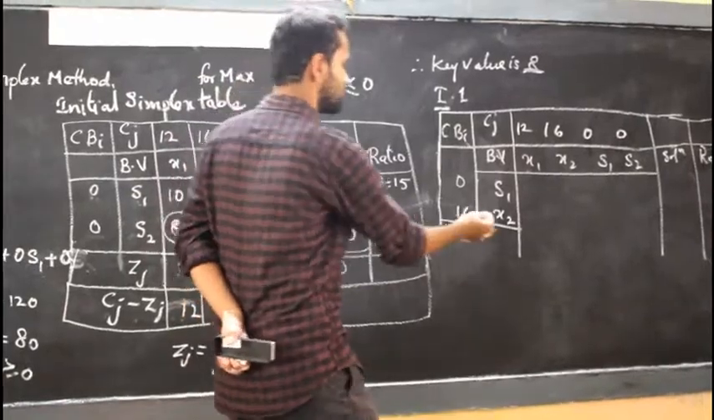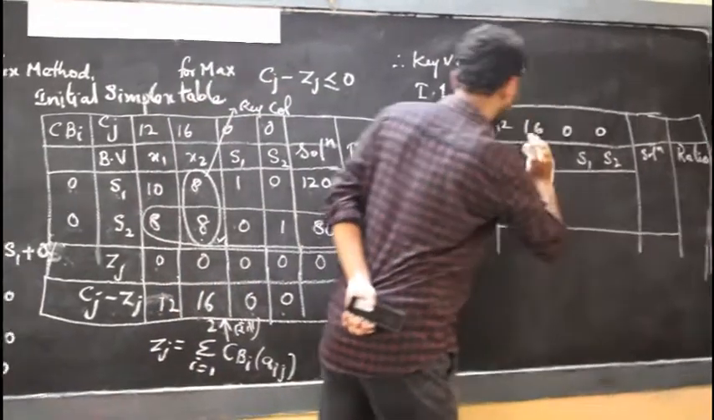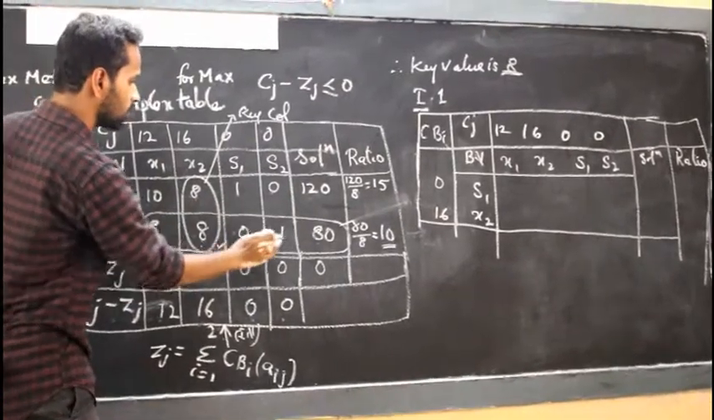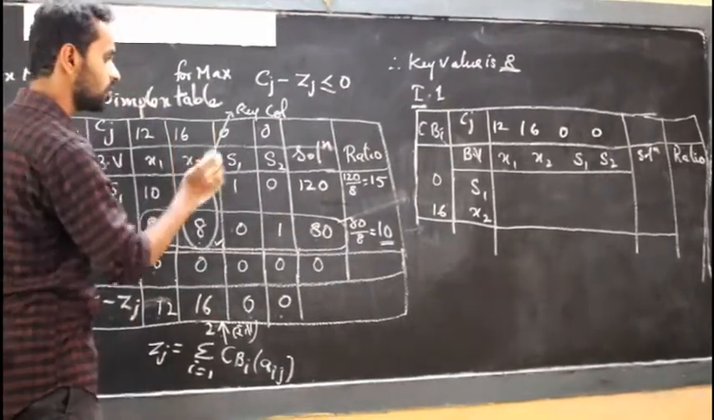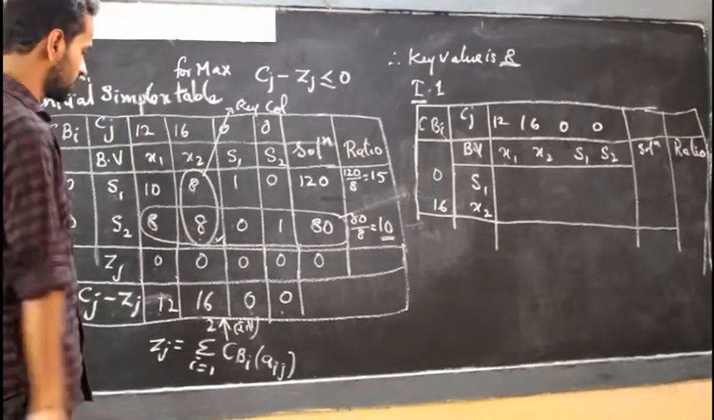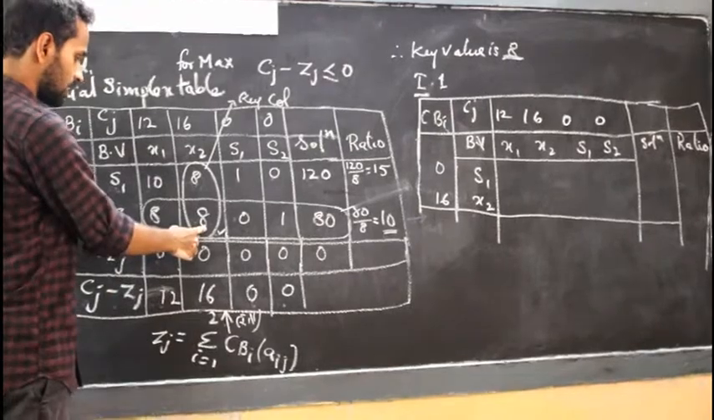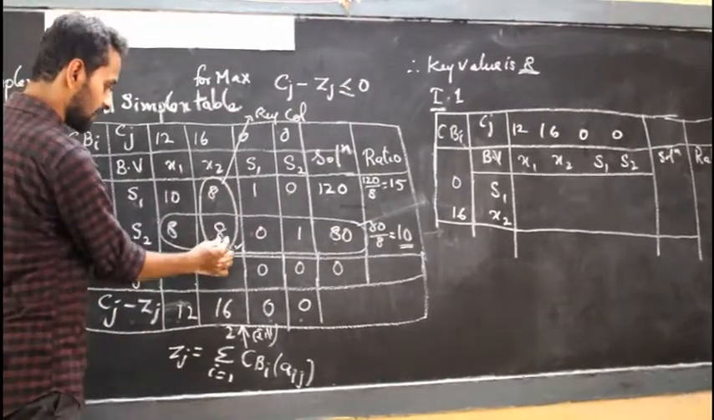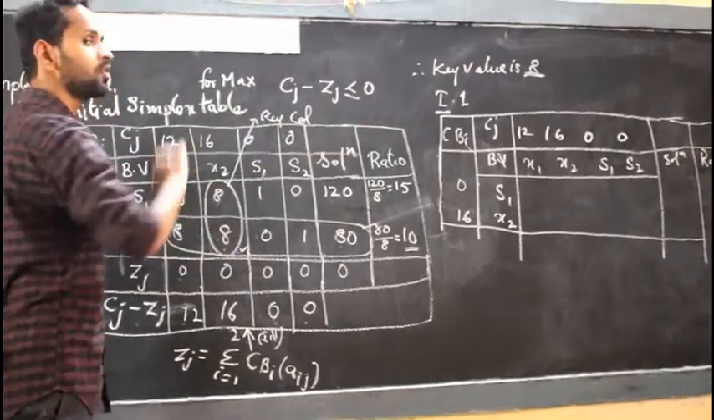Now again, what do I need to do? I can't take the same values 10, 8, 1, 0 and 120 back, so I need to go for some operation. Now the selected key value. First I will go for the operation on the key row: select the key value and divide the entire key row values by it.